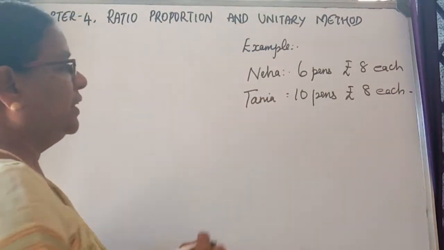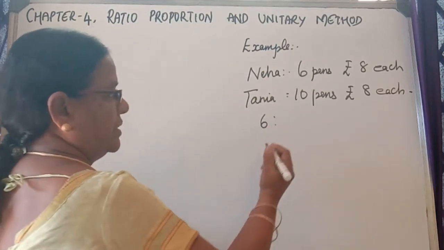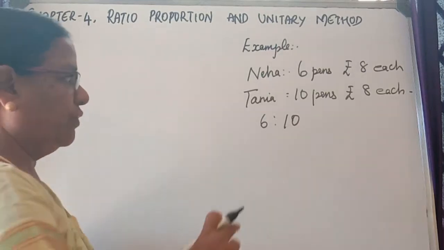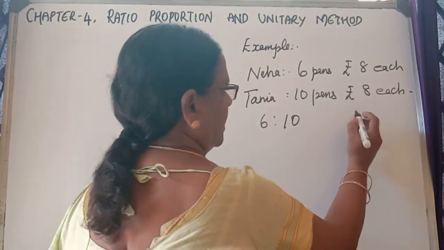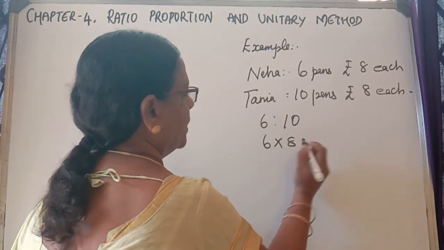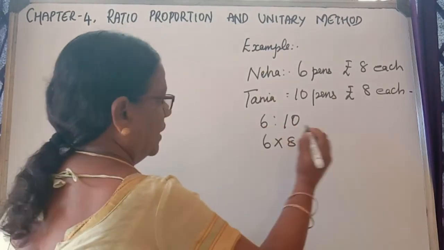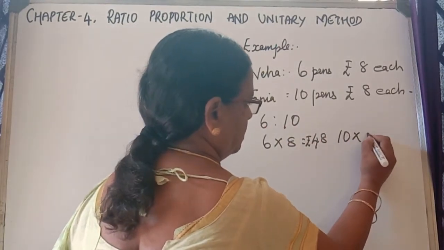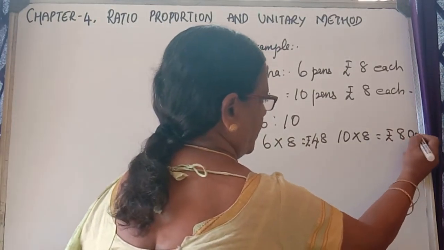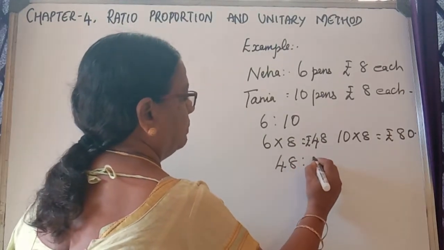Now, here both purchased pens. Neha bought 6 pens, Tanya bought 10 pens. Writing both in ratio form, 6 is to 10. Here, Neha paid for 6 pens, each one 8 rupees. How much? 6 eights are 48 rupees. Tanya purchased 10 pens, each pen costs 8 rupees. So, how much did she pay? 80 rupees. Now, we are comparing the cost of the pens.